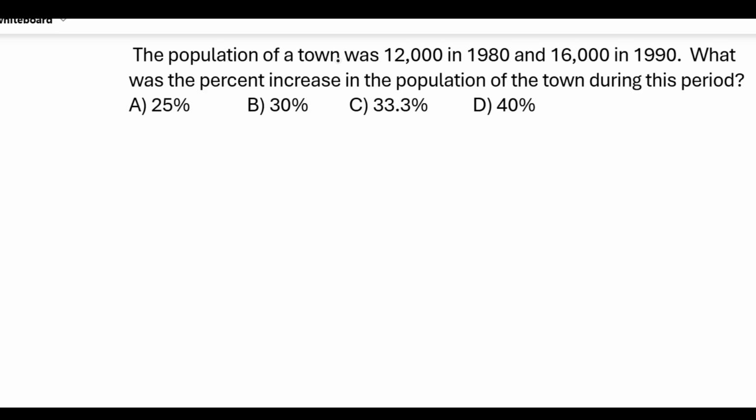The population of a town was 12,000 in 1980 and 16,000 in 1990. What was the percent increase in the population of the town during this period? Option A 25%, option B 30%, option C 33%, 33.3% basically, and option D is 40%. So let's try to solve this question.